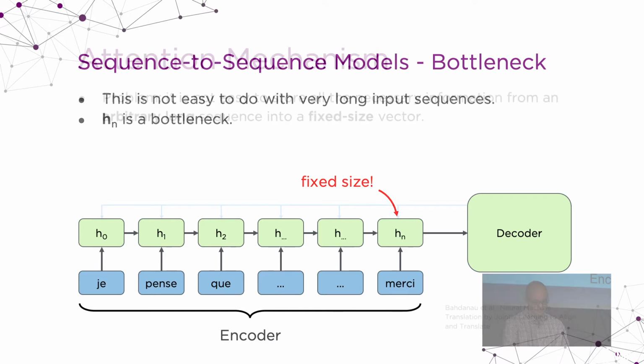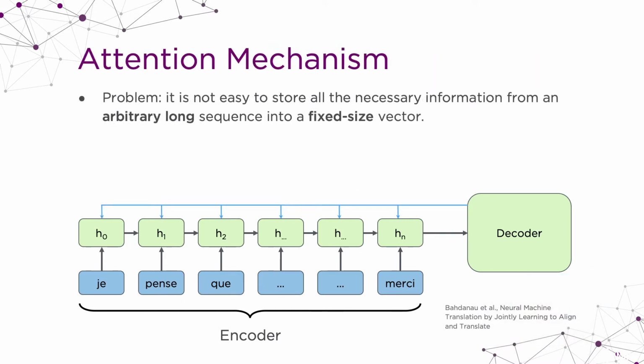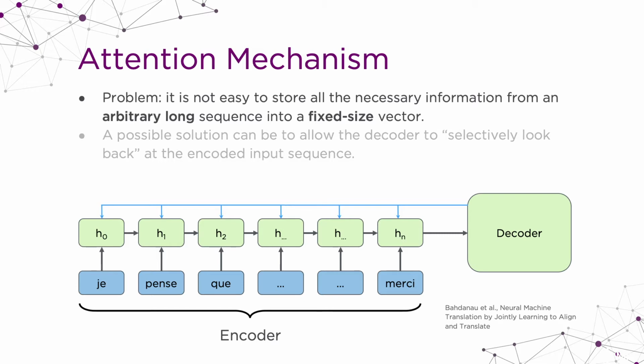So that's the problem that we have here, the bottleneck that I mentioned in the slide that we would like to solve. As I said before, if I don't have any constraint on the length of my sequence, I can always find a sequence with so much information that it will not fit into a fixed size vector. Let's see how we can solve this problem.